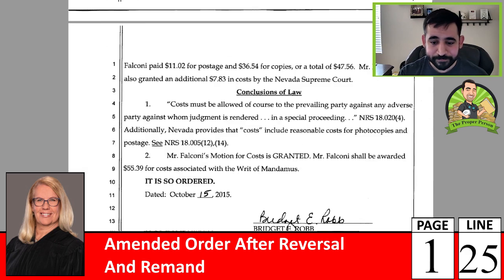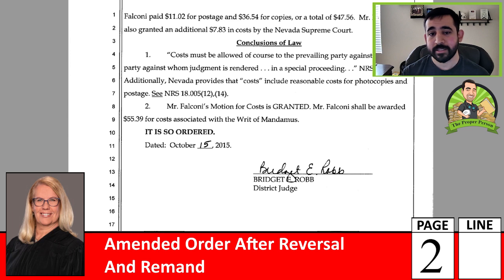That's correct. Conclusions of law. Costs must be allowed to the prevailing party and against any adverse party against whom judgment is entered in a special proceeding. The statute is 18.020 subsection 4. Nevada law provides that costs include reasonable costs for photocopies and postage. And the judge cites another statute. My request for costs is granted, and I shall be awarded those costs right now.